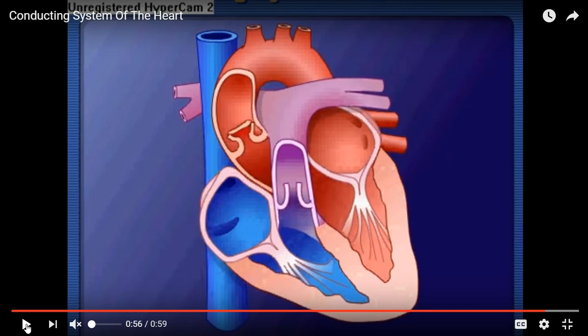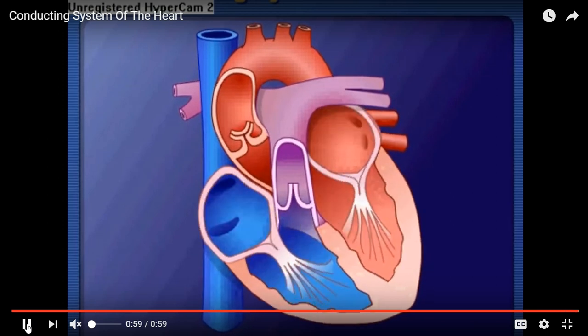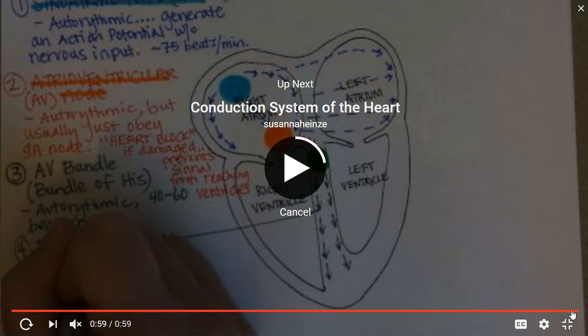And so this is a very important concept and visualization for you to be able to do. See that the atria contract to fill the ventricles, then the ventricles contract, and then there's a long pause called the quiescent period.